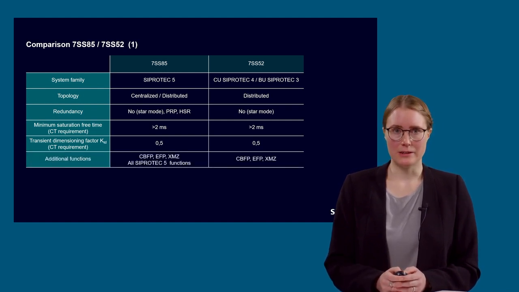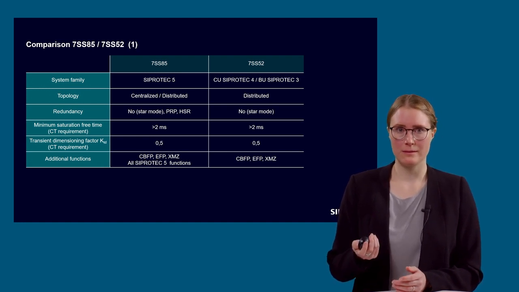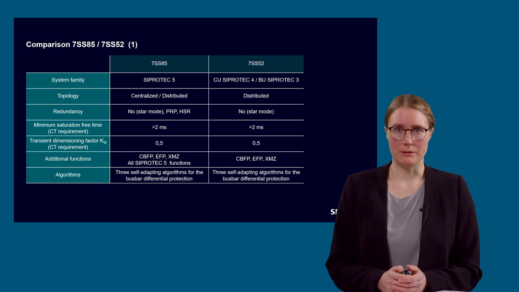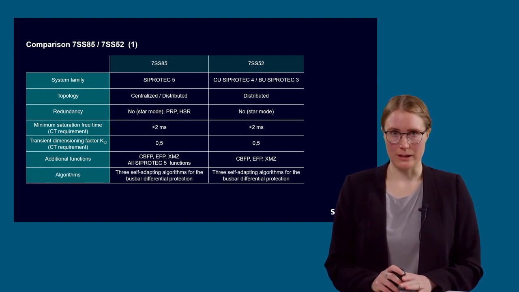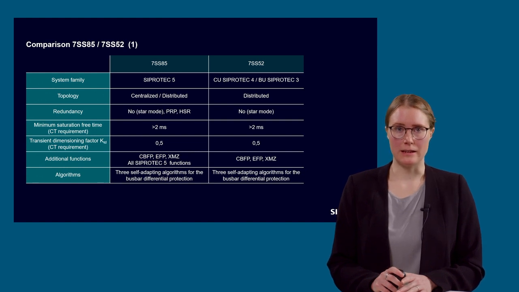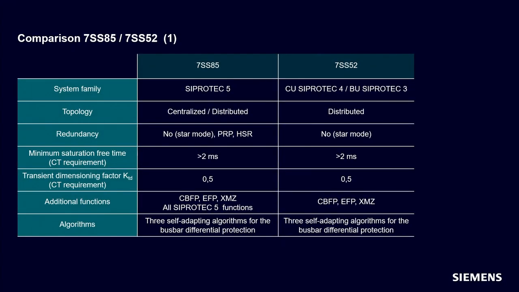The typical functions for busbar protection like circuit breaker failure protection and end-fault protection are of course available in ZIPROTEC 4 and ZIPROTEC 5. The protection algorithms are completely the same in both devices. We have the 3 self-adapting algorithms for the differential protection. The 1 out of 1, the 2 out of 2 algorithm, and the algorithm with the filtered measured values.